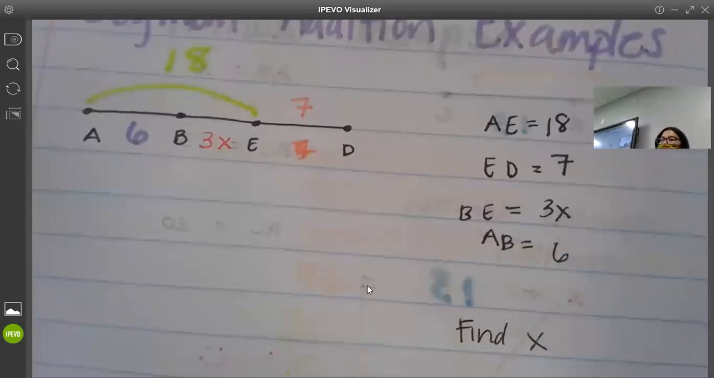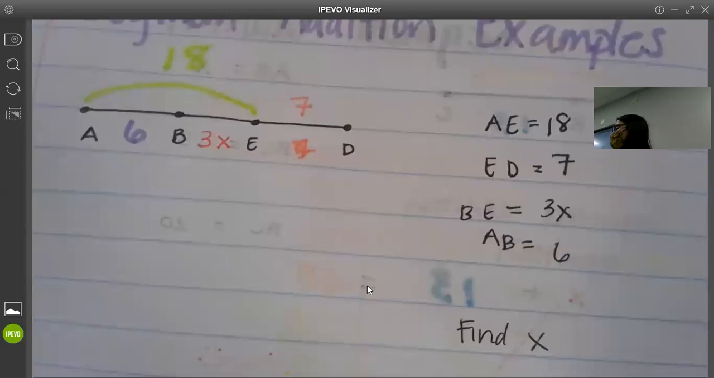Okay, do I see pencils down? Yes, pencil down. That means you're done with the equation. Yes, Luis, you are? Okay. I put a check. Once I put the check and it's correct, I'll ask you to solve it.